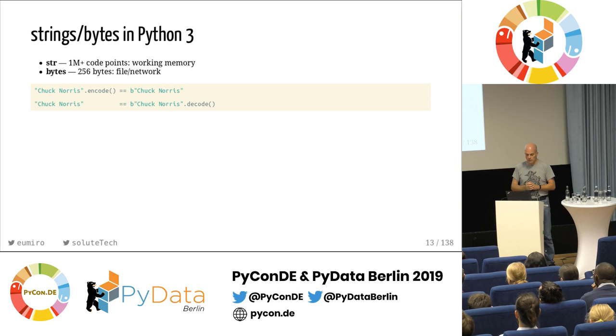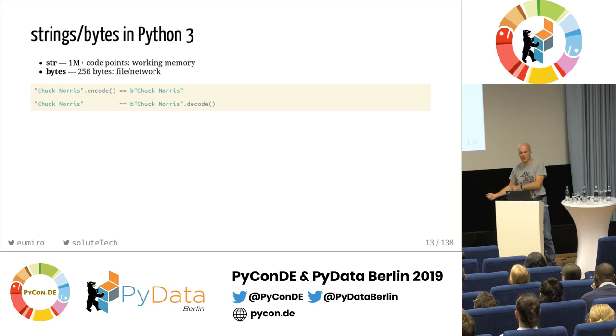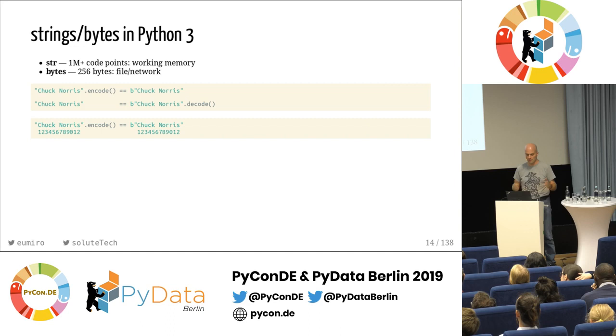But anyway, in Python, if you take the string, which is a string in quotes, without anything before, and you encode it, you convert it from string into bytes. There is a small b before the quotes. And on the other hand, if you read some bytes, you just decode them and you get the string. In this case, this is only pure ASCII, so the length of both the string and of the bytes is 12.